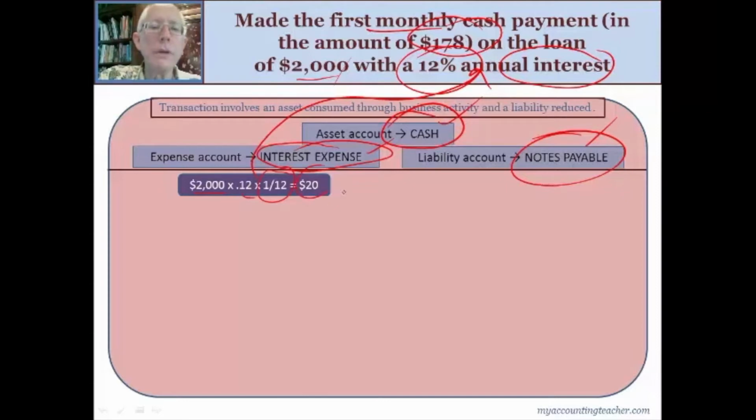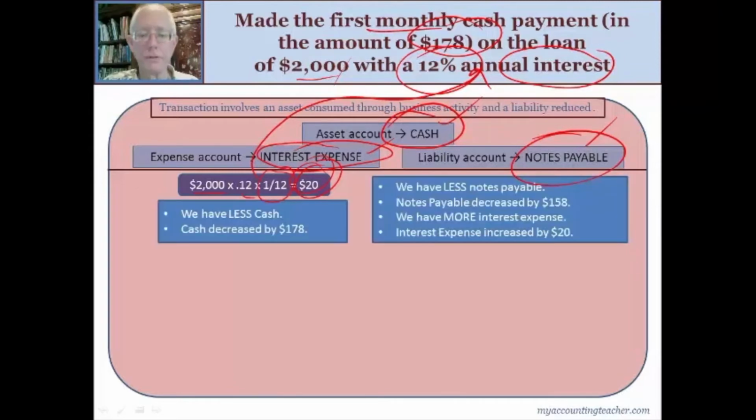So if you do that, you can check my arithmetic, but I'm pretty sure this is right. 2,000 times 12%, that's $240 a year. But we've only had 1 month go by, so we divide it by 12. It's $20 interest. In other words, for renting this money for 1 month, for using this $2,000 for 1 month, we got to pay 20 bucks. That's part of the cost of doing business.